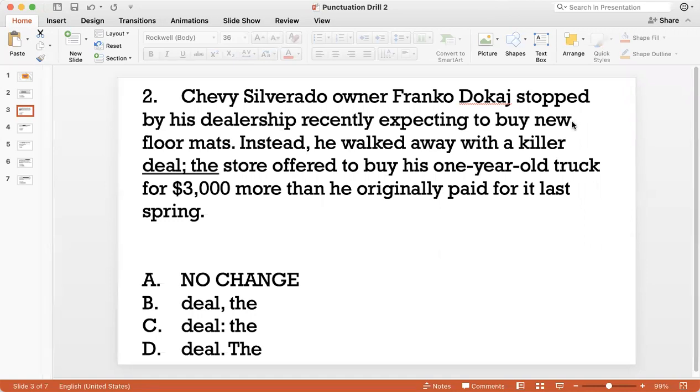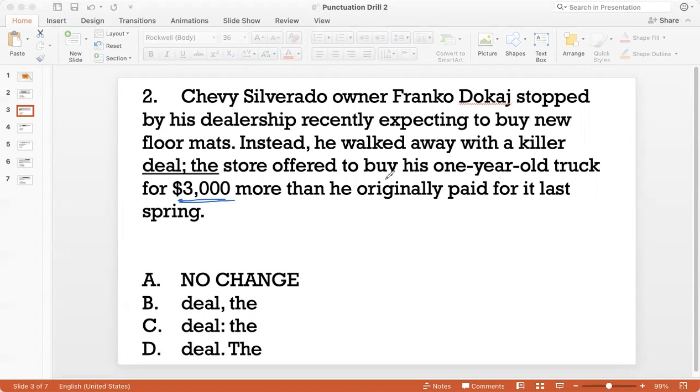So here I'm speaking of someone who went to his car dealership because he wanted to buy new floor mats for his vehicle. Instead, when he went there, he found a killer deal. And that deal was that the store offered to buy his 1-year-old truck for $3,000 more than he had originally paid for it, right? So instead of depreciating, this asset of his actually appreciated in value.